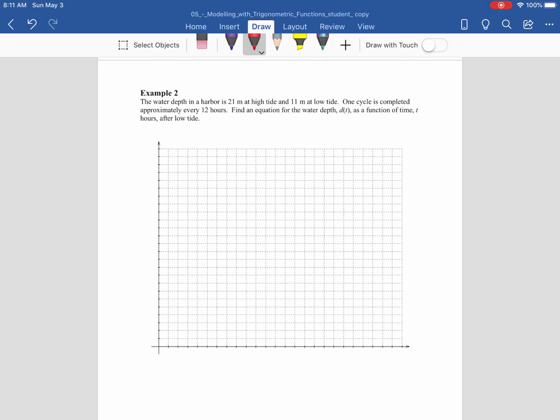Second example: the water depth in a harbor is 21 meters at high tide and 11 meters at low tide. One cycle is completed approximately every 12 hours. Find the equation of the water depth as a function of time.